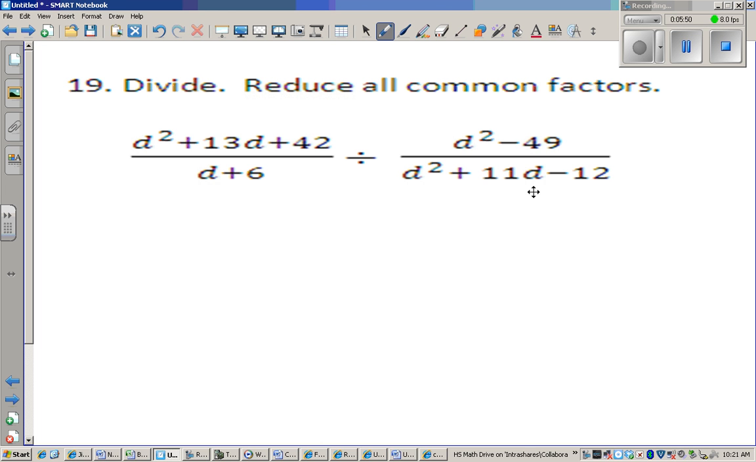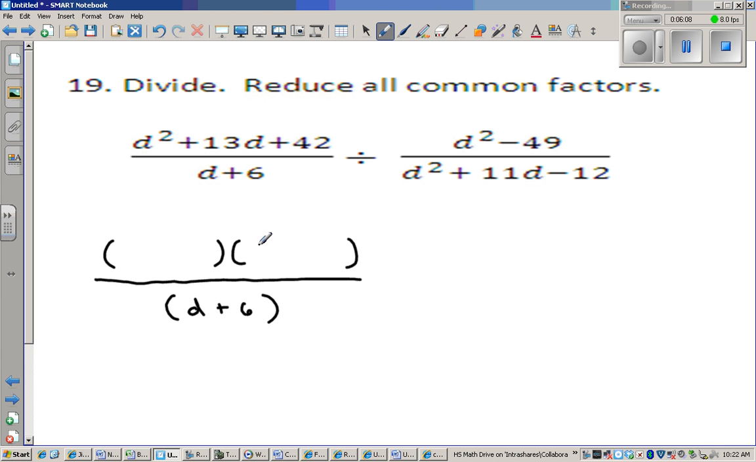Okay, divide and reduce all common factors. So what we have to do here is factor. This is reverse FOIL method. But what we're going to want to do is factor all this stuff out, and see if there's anything that we can do to simplify this. So right now I've got d plus 6. I know that I can factor my numerator.